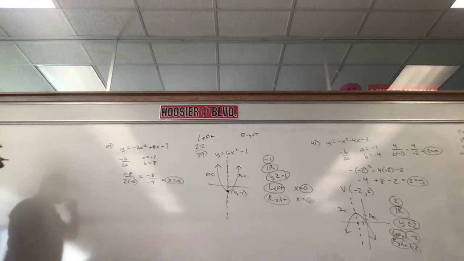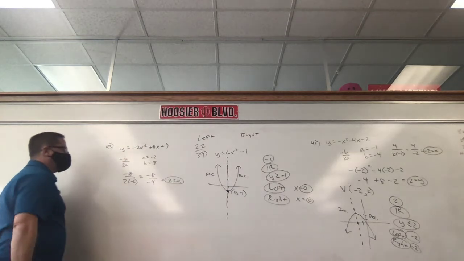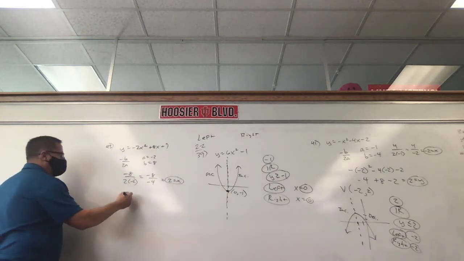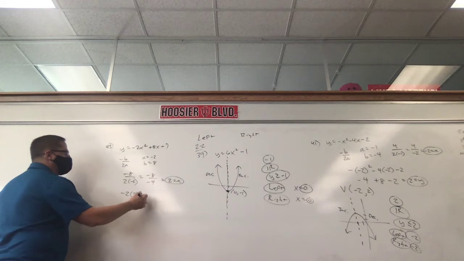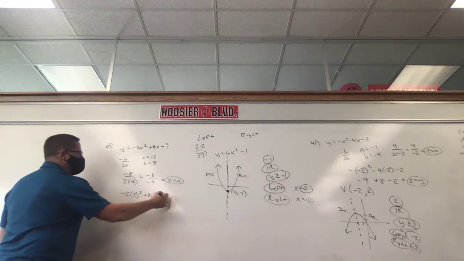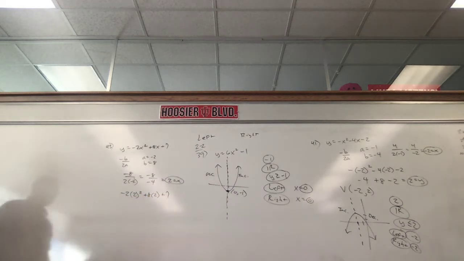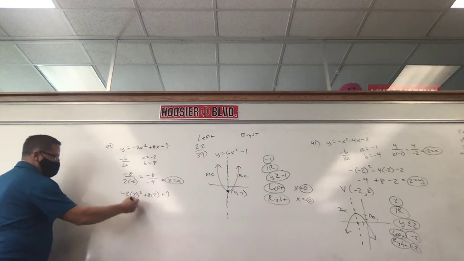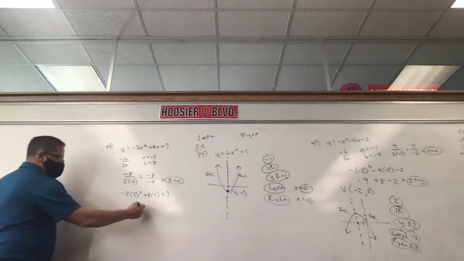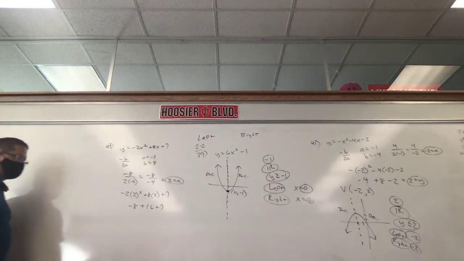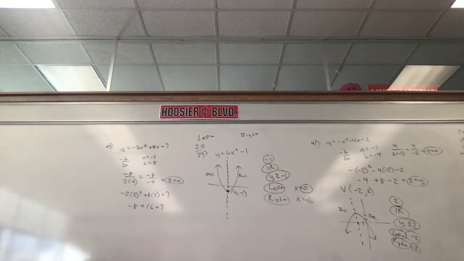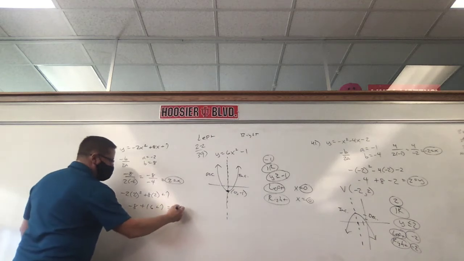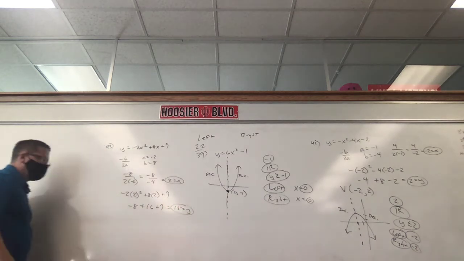In order to find the y value, plug it in for all the x's and make sure you put them in parentheses. So we have -2(2) squared, plus 8 times 2, plus 7. Make sure we do powers before we multiply. 2 squared is 4, times -2 is -8. 8 times 2 is 16, plus 7. A -8 and a +16 is 8, plus 7 is 15.